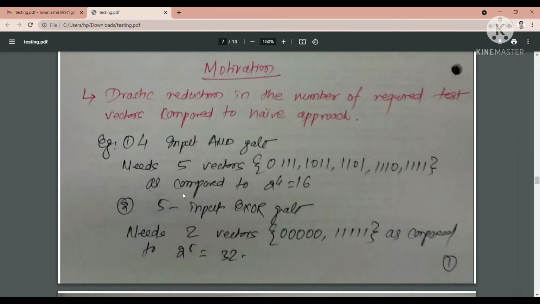So if I talk about binary logic, then if a 4 input AND gate has to be tested, it will require 2 to the power 4 equals 16 different test sequences or test patterns. And if I talk about a 5 input XOR gate, it will require 2 to the power 5 equals 32 different combinations to test that particular XOR gate. But here we can see that only 2 test vectors are required, and here only 5 test vectors are required. So you can see that there is a drastic reduction in the number of required test vectors when we compare it to the naive approach. Okay, so this is the motivation behind it.